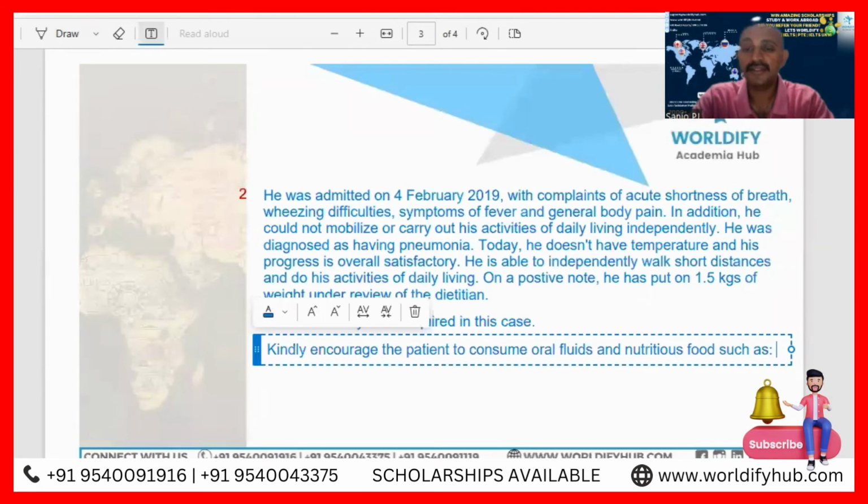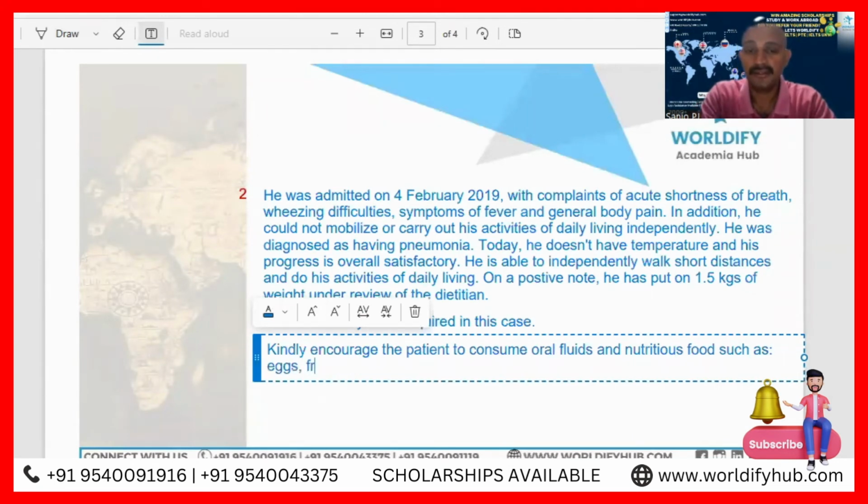Foods such as eggs, fruits and vegetables. Okay. So kindly encourage the patient to consume oral fluids and nutrition such as vegetables. You also need the nurse to monitor the same. So not only encourage the patient, but ensure that he is following it. That's what you mean by monitoring somebody, right?